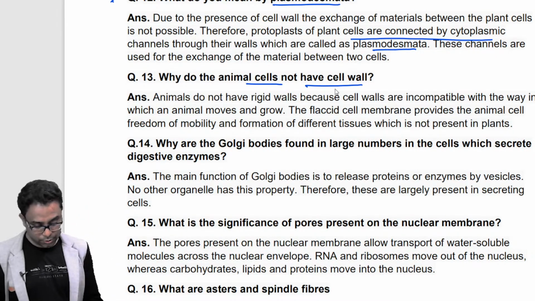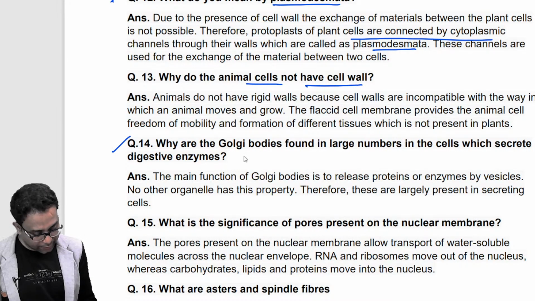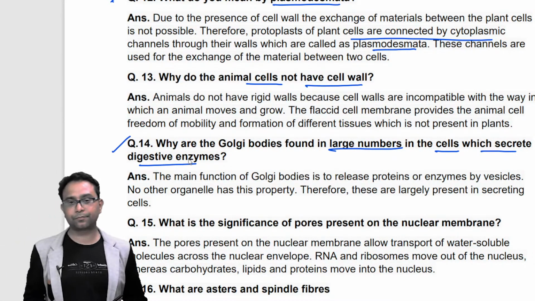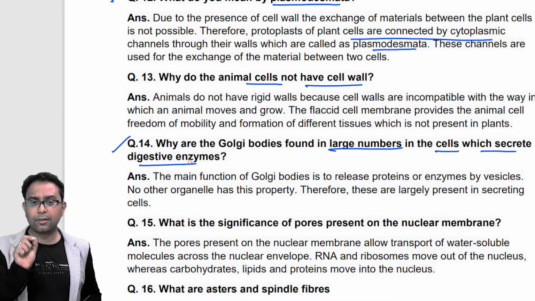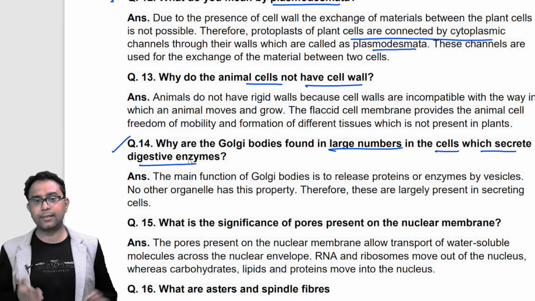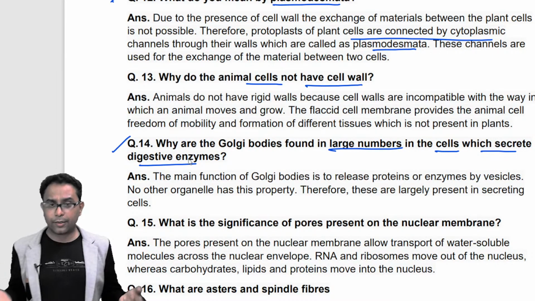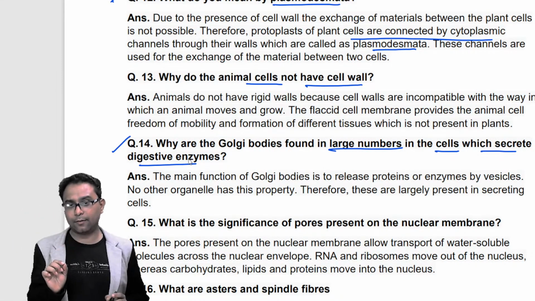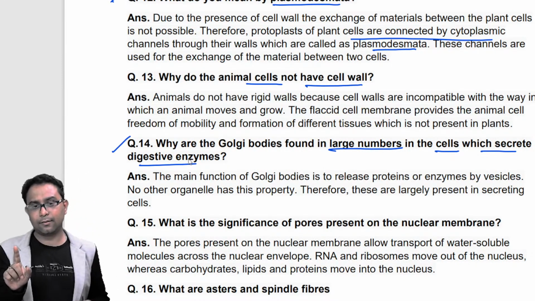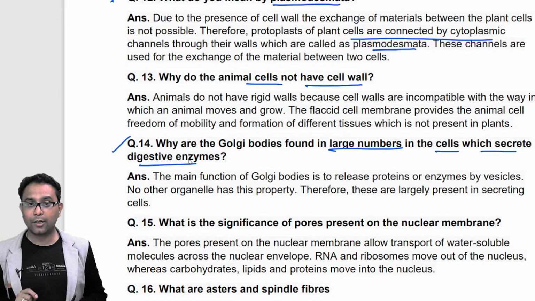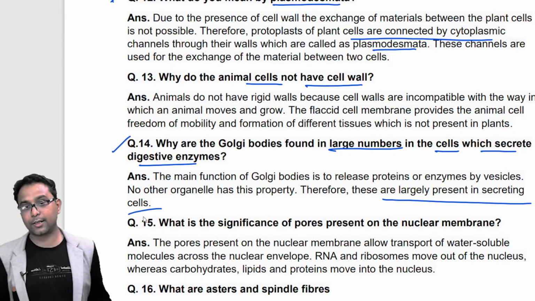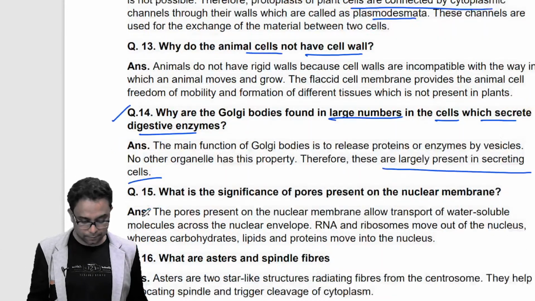Next question, question number 14. Why are Golgi bodies found in large numbers in cells which secrete digestive enzymes? What is the main function of the Golgi bodies? To release the protein enzymes by small vesicles. No other organelle has this property. So therefore, they are largely present in secretory cells because of their function.